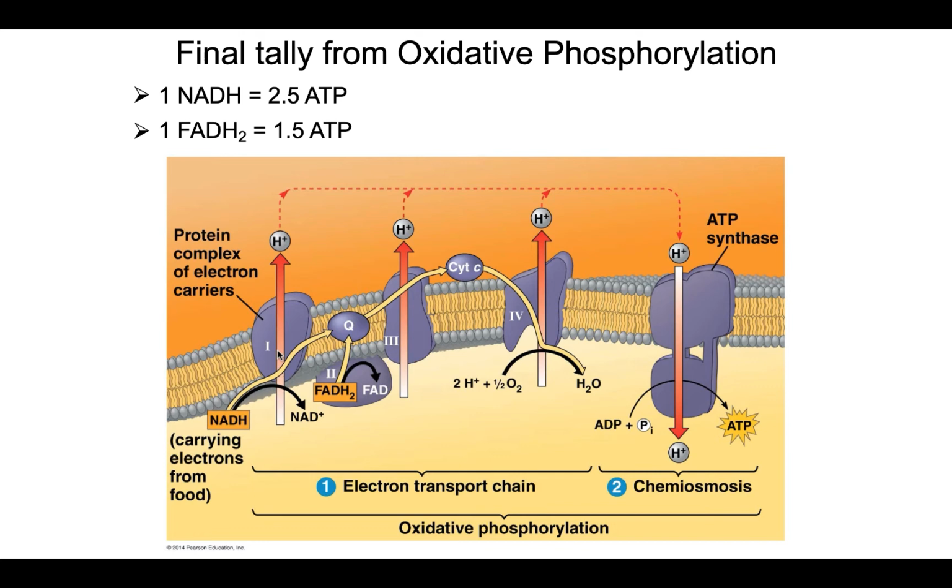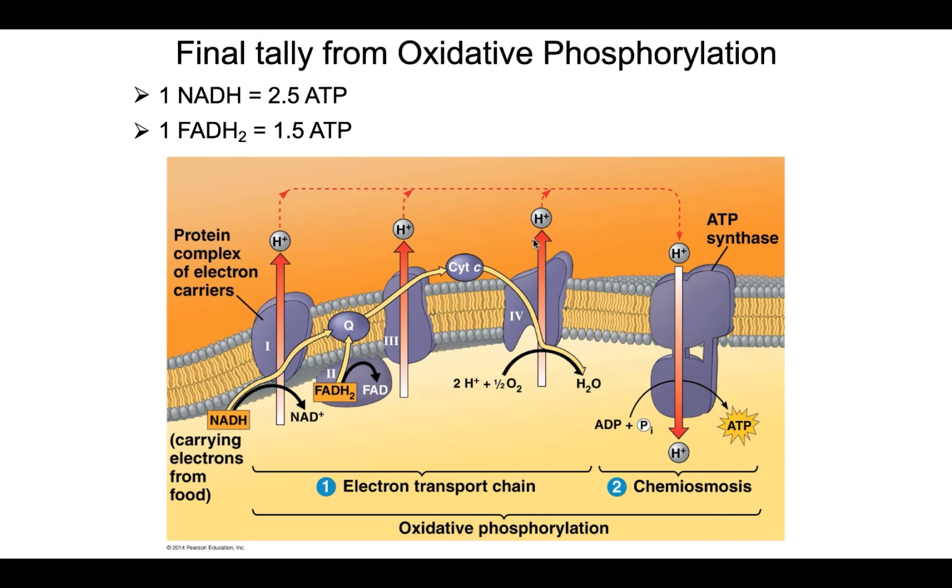So electrons gained from FADH2 bypass this, meaning that it doesn't contribute to any protons being pumped out by complex 1, whereas NADH starts right here at complex 1. And so we get the protons pumped from complex 1, 3, and 4. Whereas FADH2 only contributes to the pumping from complex 3 and complex 4.